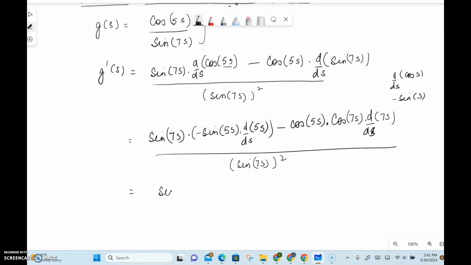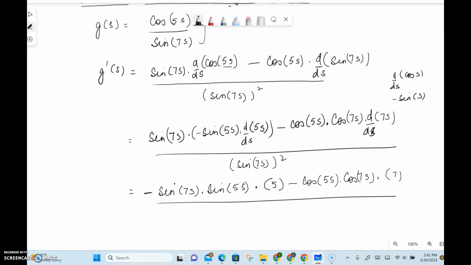So this is equal to sine of 7s, and we multiply with a negative, so we have a negative sine of 7s times sine of 5s times 5, d by ds of s is 1, minus cosine of 5s times cosine of 7s times d by ds of 7s, which is equal to 7, the whole divided by sine of 7s the whole squared.